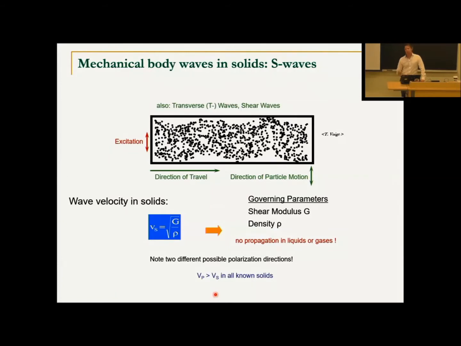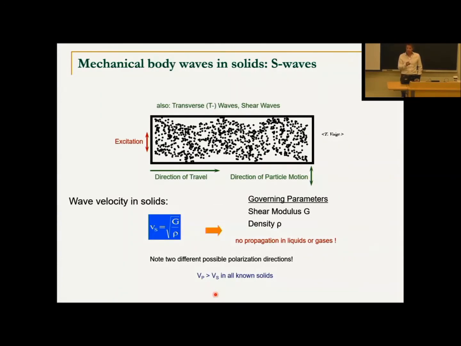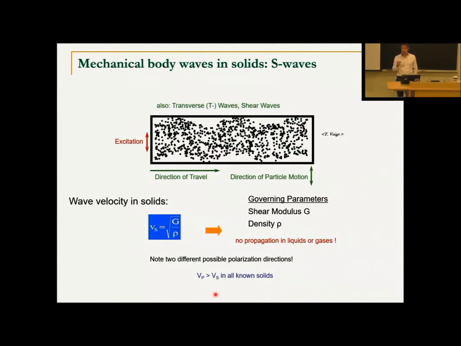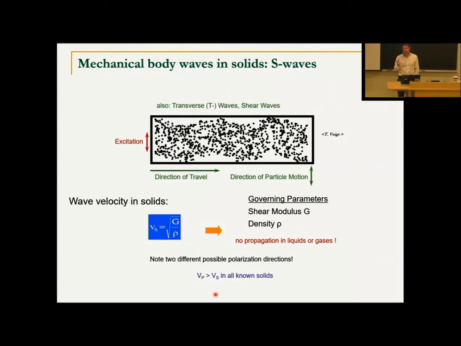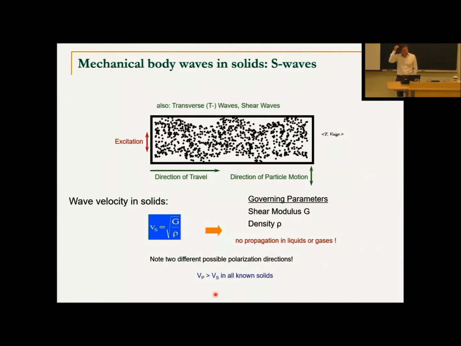So for all known solids, the compression wave, also known as the P wave, is the fastest, and the shear wave is next fastest, but it's about 50 to 60% of the speed of the P wave. P wave is fast, shear wave is slower.